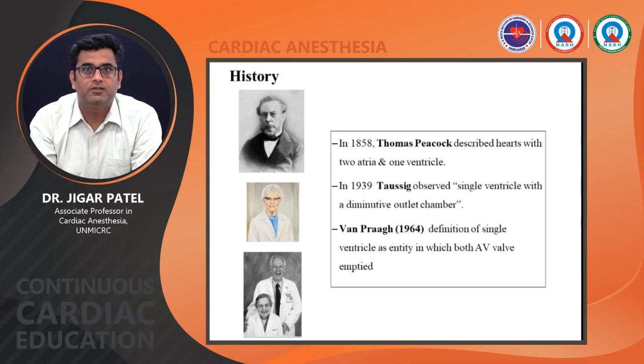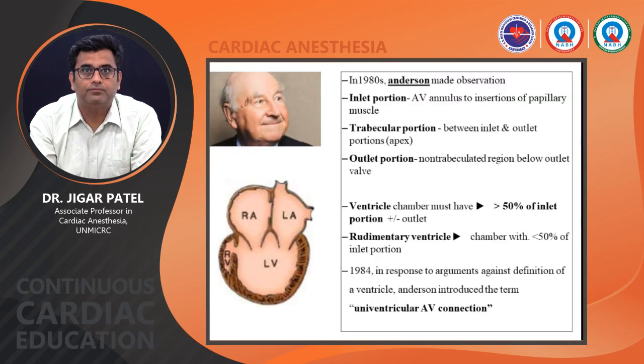After that, a cardiologist from Mayo Clinic, Dr. Van Praagh, in 1964 with his colleagues defined single ventricle as an entity in which both AV valves empty into one ventricle. But later on, Dr. Anderson made certain observations and divided the ventricle into parts. A ventricle must have three chambers: the inlet portion, which is the part from the AV annulus to the insertion of papillary muscle; the trabecular portion, which is between inlet and outlet and consists of the apex portion of the ventricle; and the third is the outlet portion.